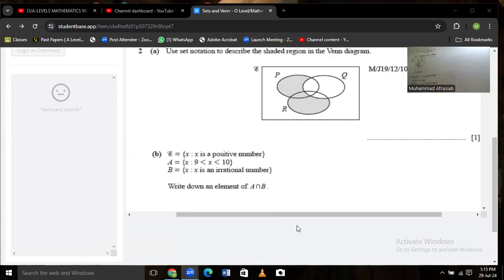Irrational numbers are those that don't have repetition or termination. So those which are not rational are called irrational numbers. Now we'll present them. Write down the elements of A intersection B.